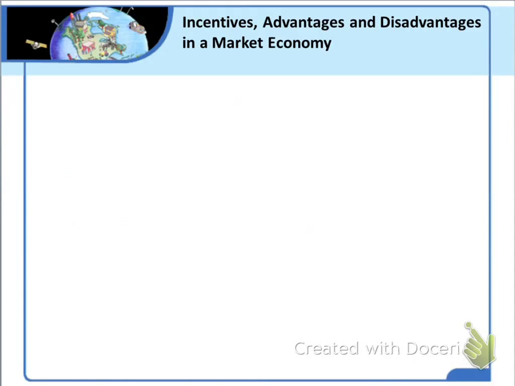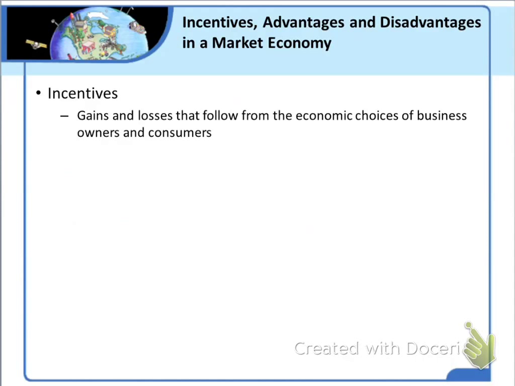One of the reasons that market economies are so successful is because they provide great incentives to provide the goods and services that society wants. The incentives in a market economy are the gains and losses that follow from the economic choices of business owners and consumers. Any exchange in a market economy must benefit both sides, or else it wouldn't be carried out voluntarily. An exchange can also be called a trade. When buyers and sellers benefit from trade, economists say that there are gains from trade.